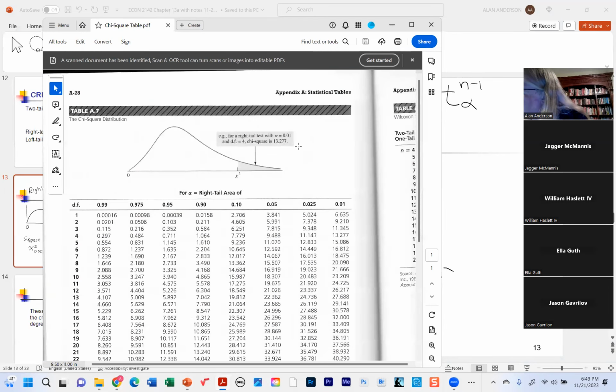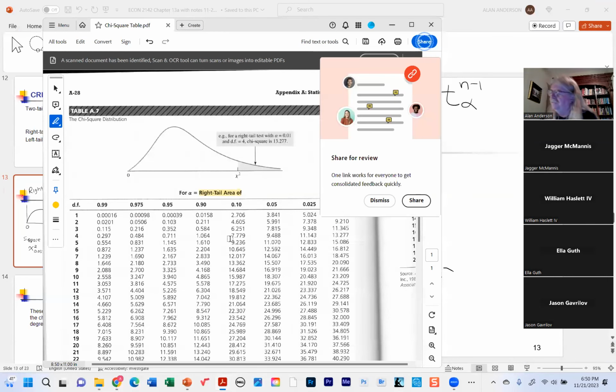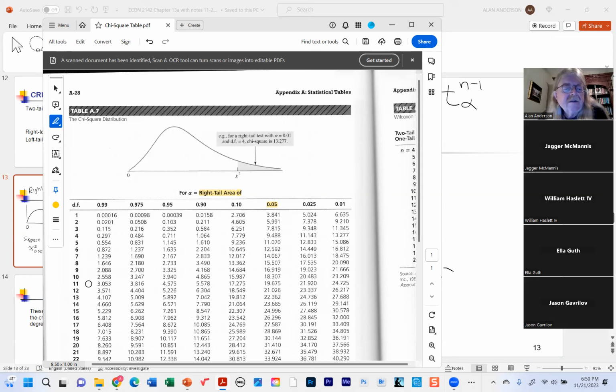Oh, I forgot. This is a PDF. I can't actually write. Oh, there we go. So what I actually need is to find 5% that goes in the right tail and 10 degrees of freedom from over here.